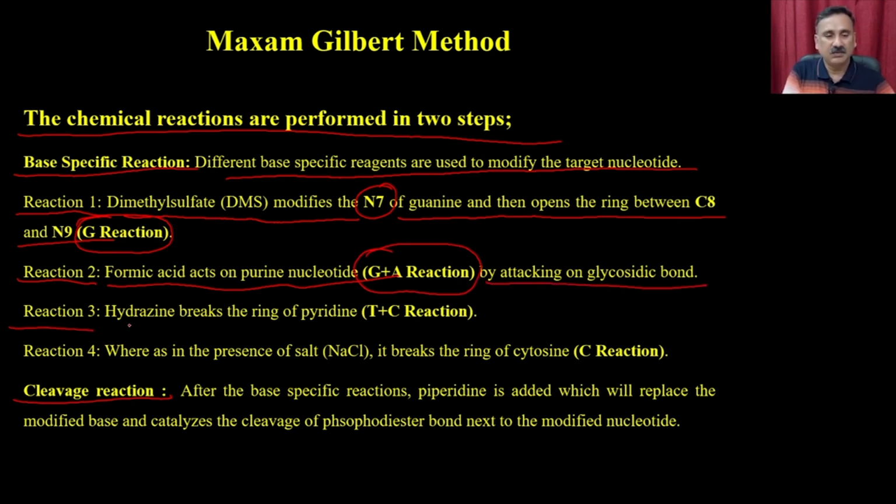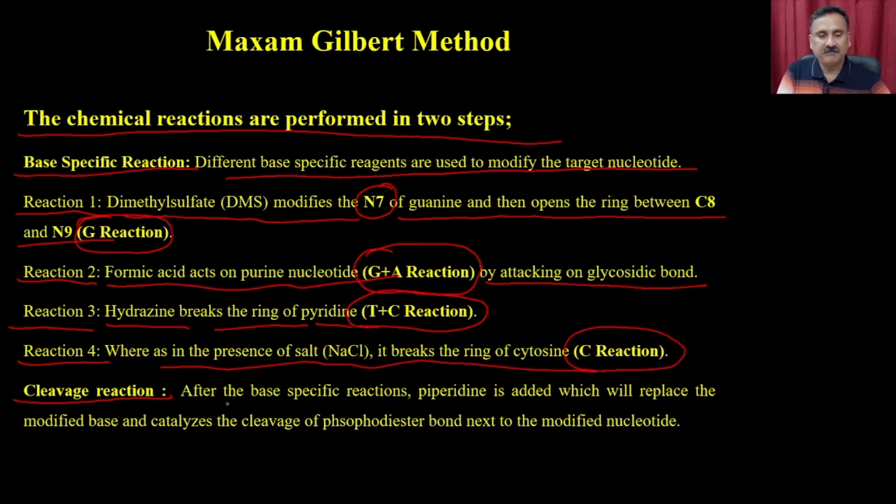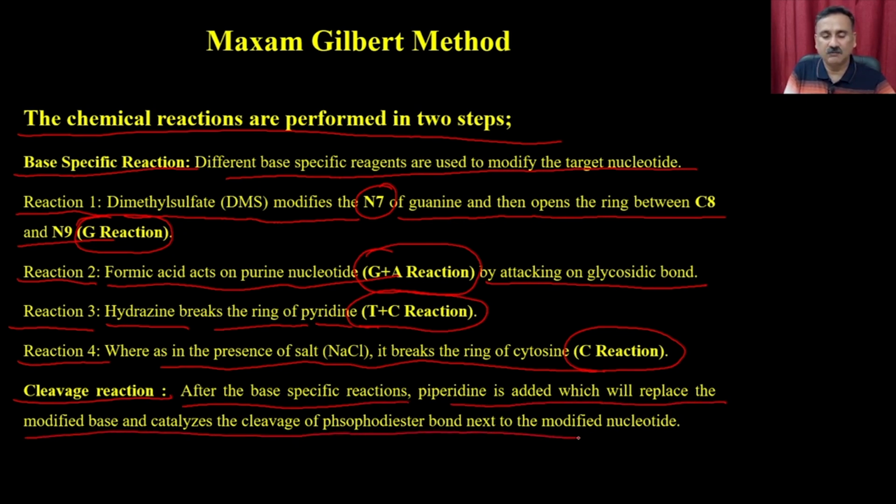Then in reaction 3, you are going to use hydrazine, and that is going to break the ring of the pyrimidine. So it is going to be called the T plus C reaction, because it is not specific for only C or T. It is going to attack the pyrimidine bases. Then in reaction 4, in the presence of salt, it breaks the ring of the cytosine, and that is called the C reaction. Once you are done with these base specific reactions, you are going to have the cleavage reaction. After the base specific reaction, piperidine is added, which will replace the modified bases and catalyze the cleavage of the phosphodiester bond next to the modified nucleotide.